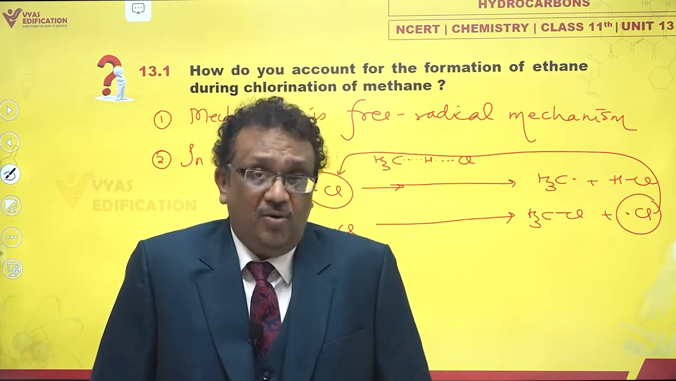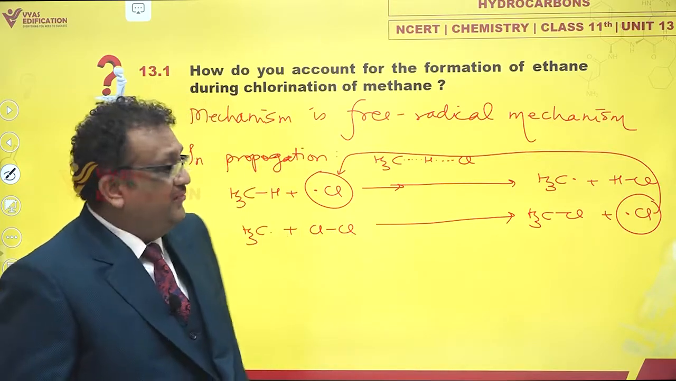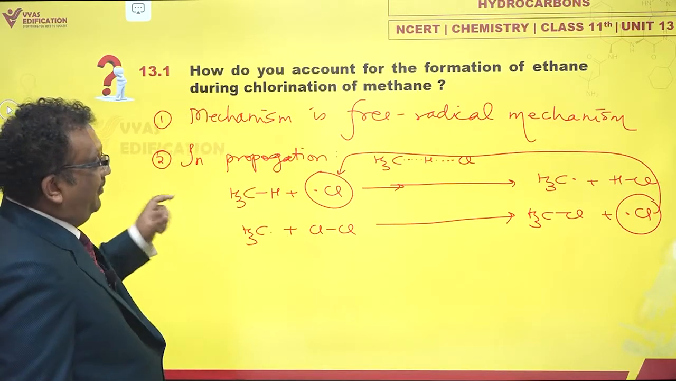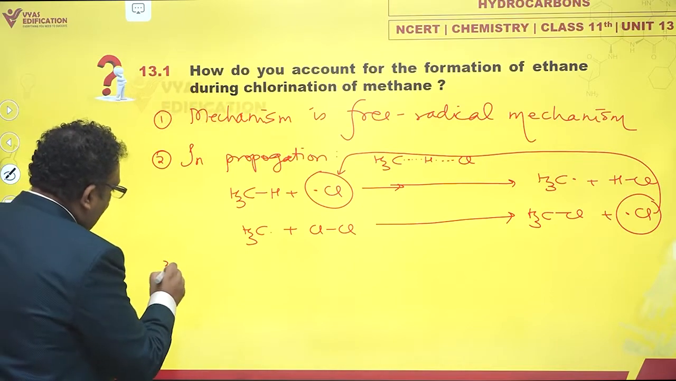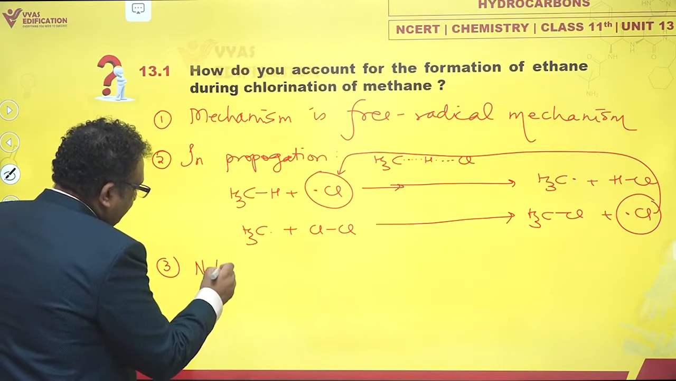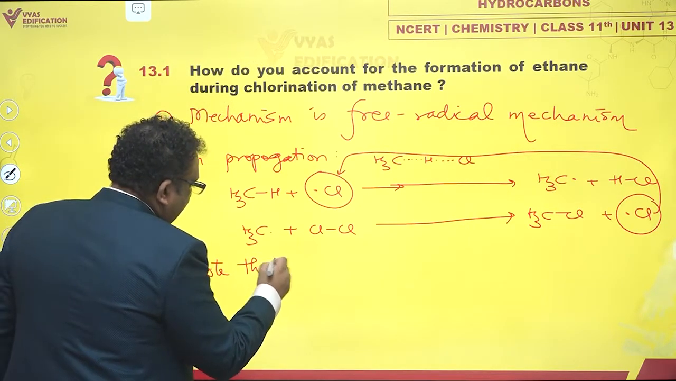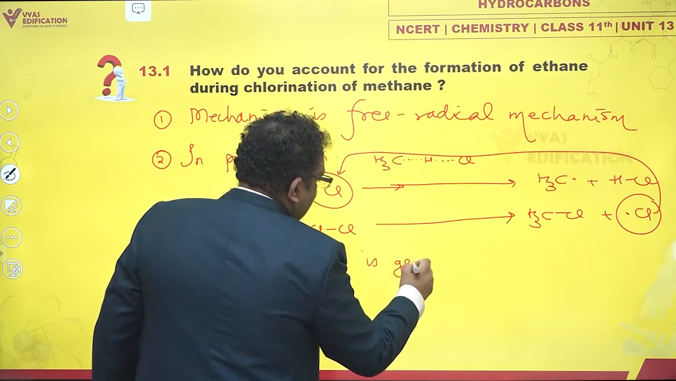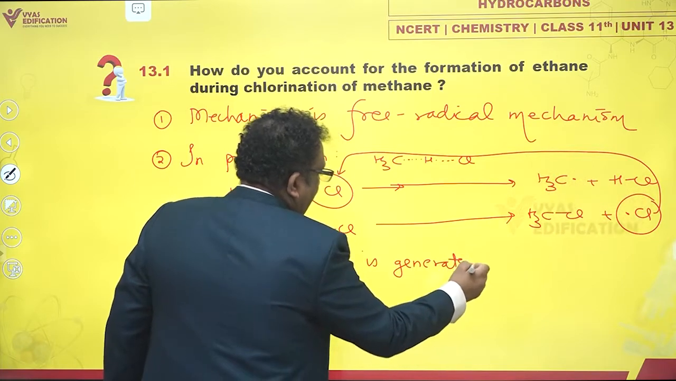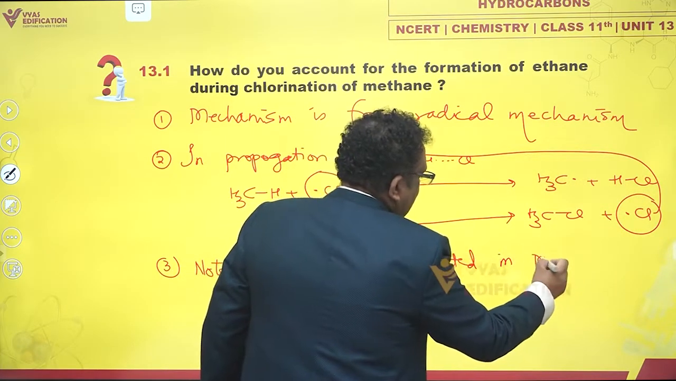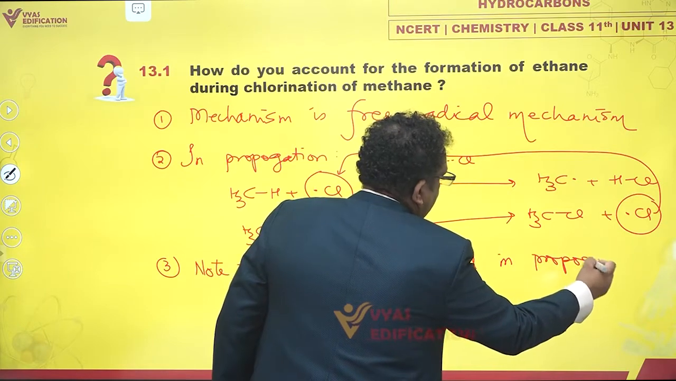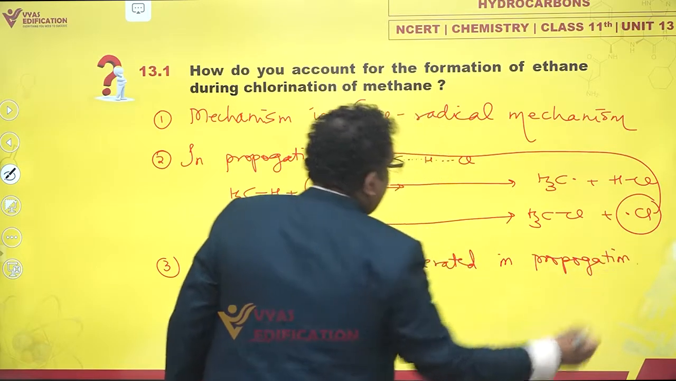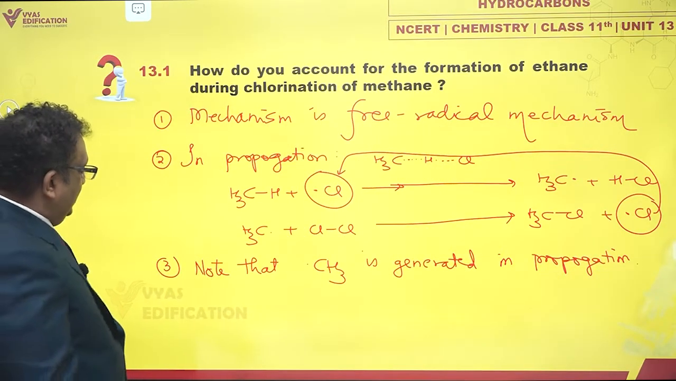The first and last steps are not really the ones we are concerned with in this question. But the fun part is this. Note that methyl radical is generated in propagation, right? And then what happens?